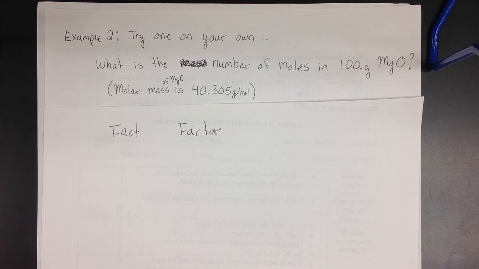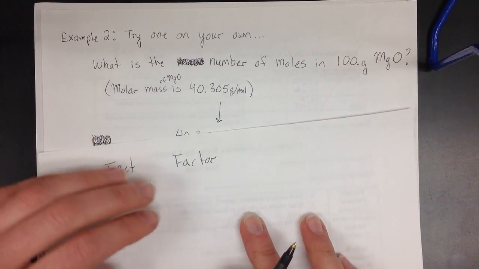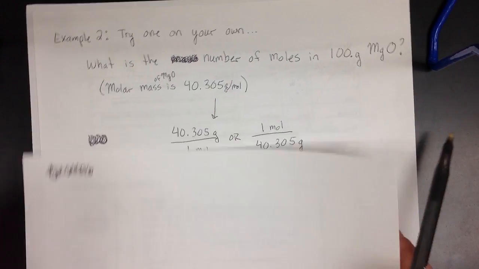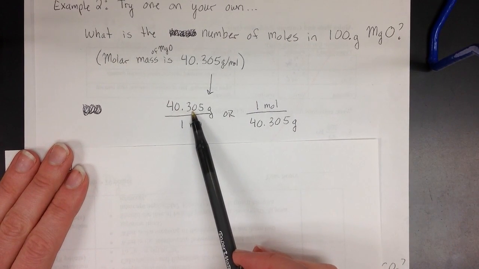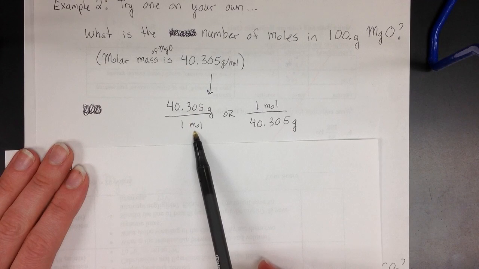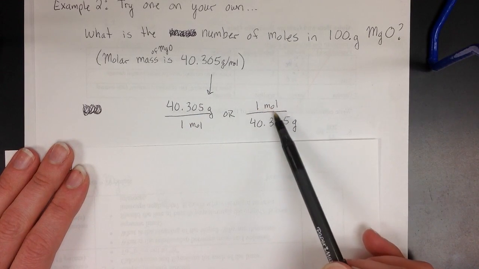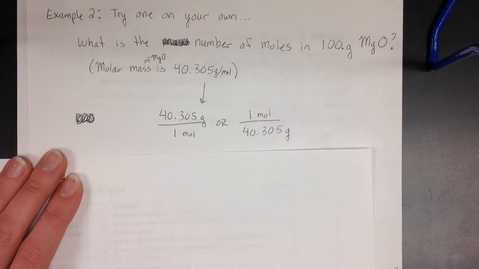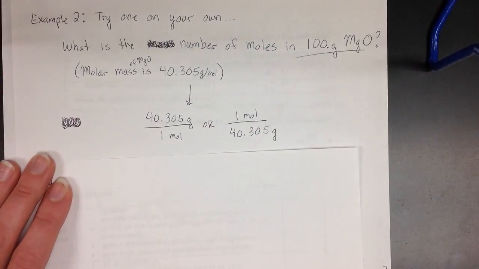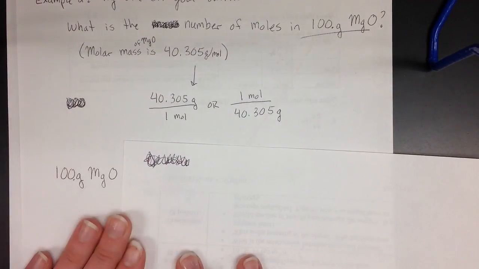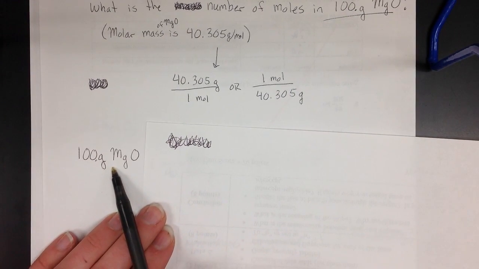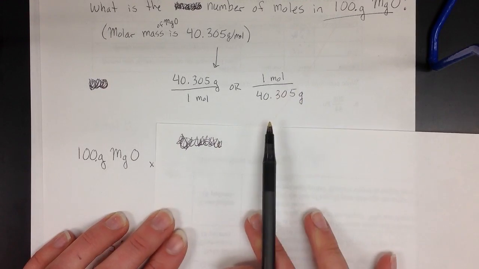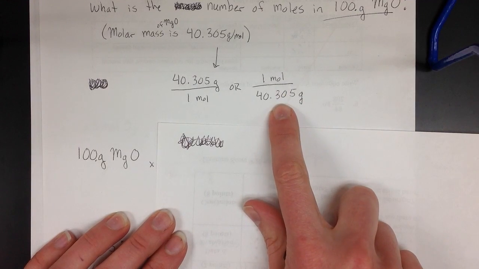All right, welcome back. Let me go through my answer. So first, I wrote out my molar mass as two different fractions. Again, we could write this as 40.305 grams over 1 mole, or we could say that 1 mole has a weight of 40.305 grams. My fact is my 100 grams of MgO. So I'm going to start off with my 100 grams of MgO. I would need to cancel my grams, so in order to do that I need grams on the bottom of my factor. Therefore I would use this fraction here on the right side.